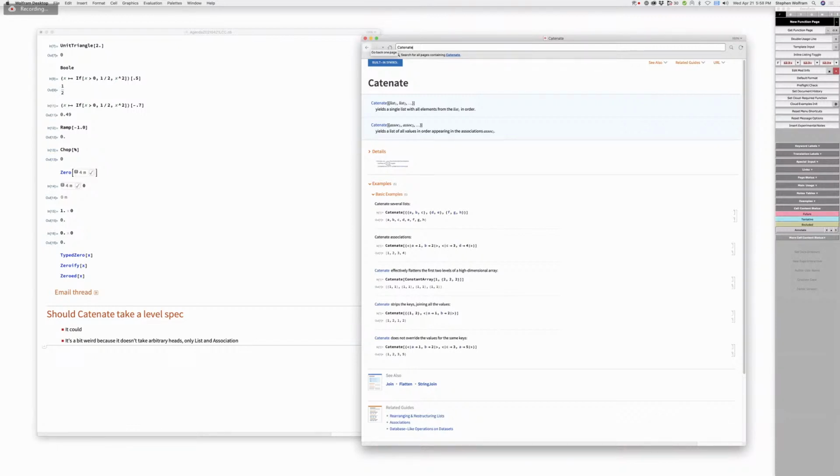Catnate is a weird and, to my mind, not terribly compelling function, right? Oh, it's very, very, very useful. I use it all the time. Okay, I have never found myself wanting to use it. Okay, so I'll tell you why I use it.